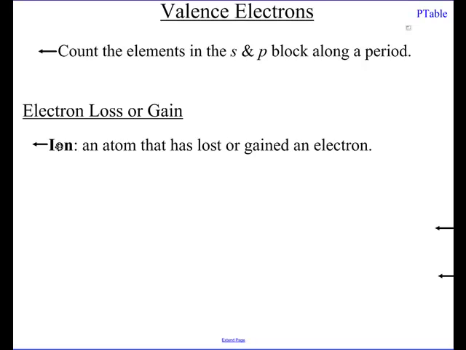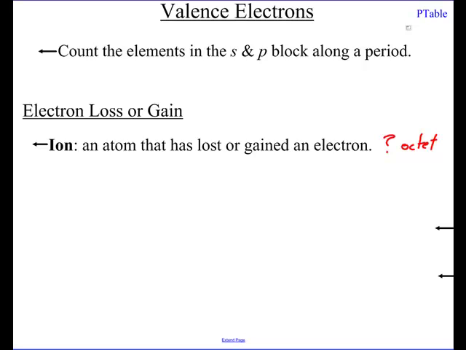And the definition for ion is pretty straightforward. It's an atom that has lost or gained an electron. And so my question to you is just a little review. Why is that? Why did it lose or gain an electron? And that was so it could get an octet.